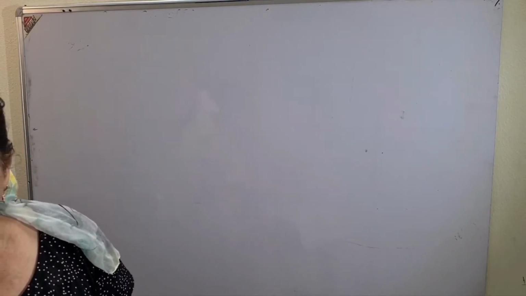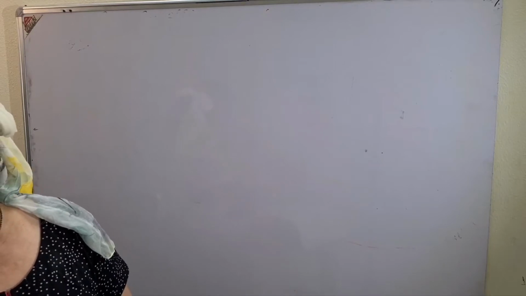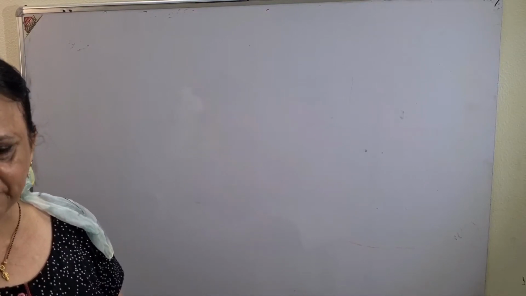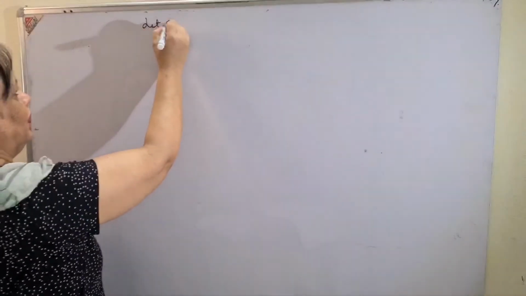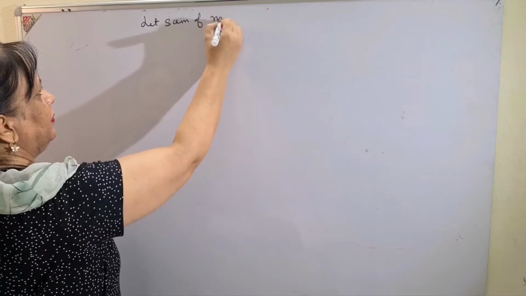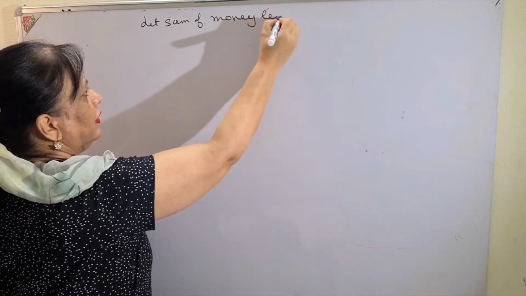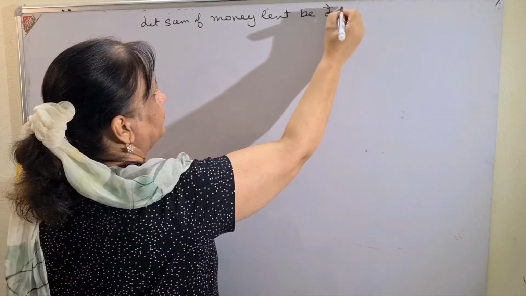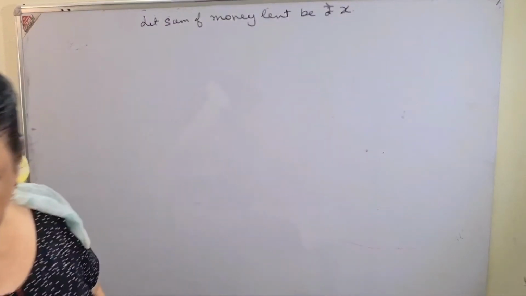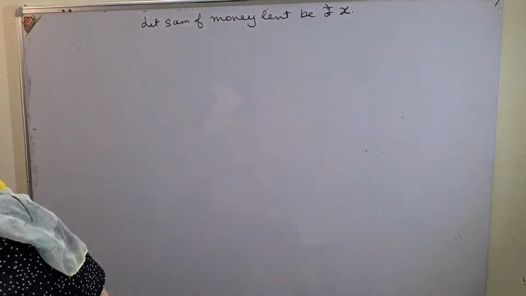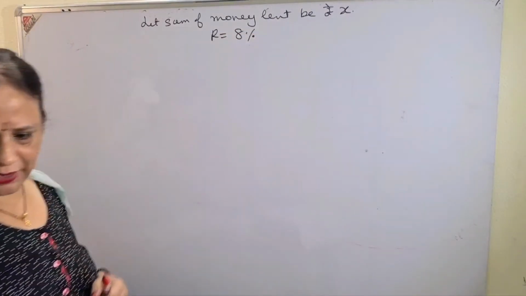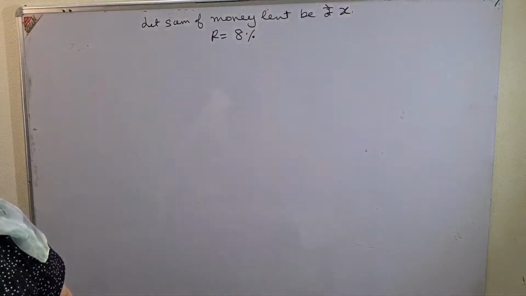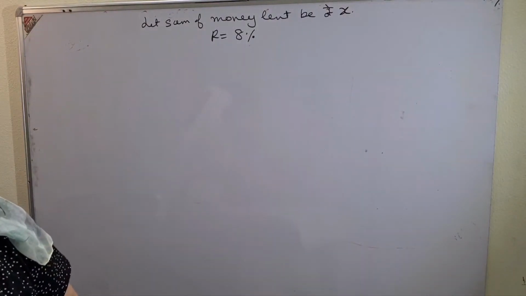For example, sum of money. Let the sum of money lent be rupees X. Now he says at 8% per annum. So rate is 8% per annum. If the interest of the second year exceeds that for the first year, that means I have to go for the interest of 2 years.